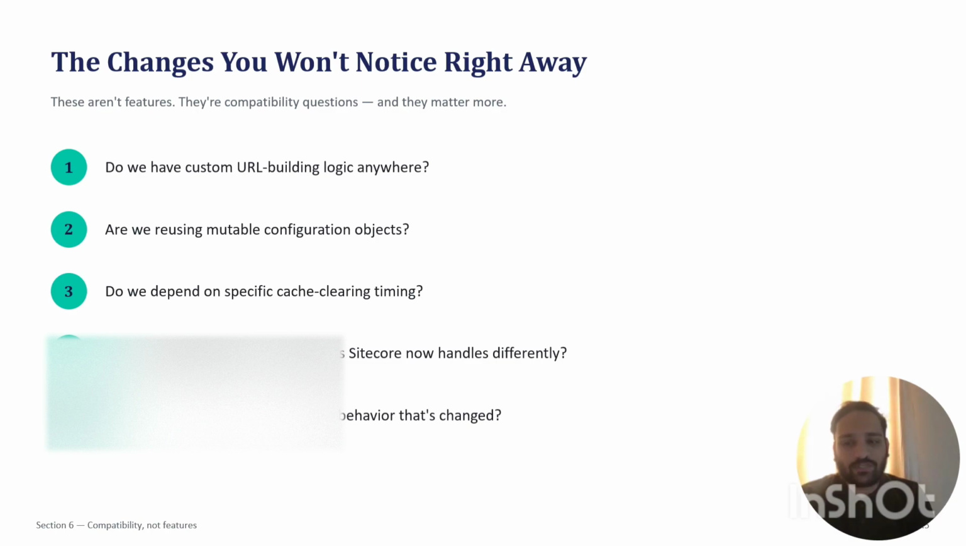Ask yourself, do we have custom URL logic? Are we reusing a mutable config object somewhere? If yes, we shouldn't. Do we depend on specific cache clearing timing? These aren't really features. They are compatibility landmines, and in my experience, they actually matter more during an upgrade than anything on the feature list.